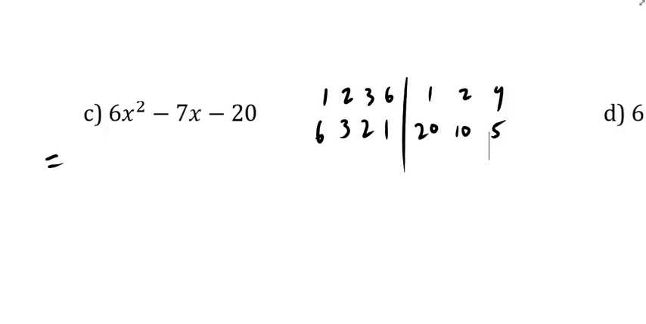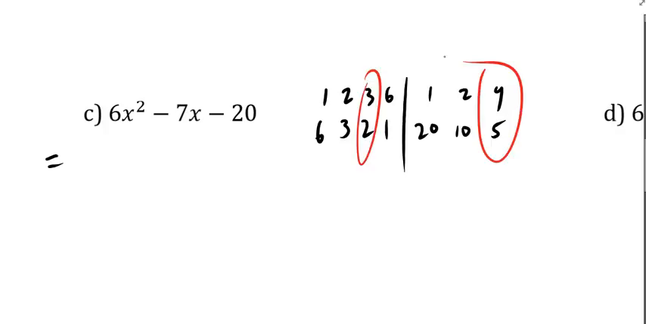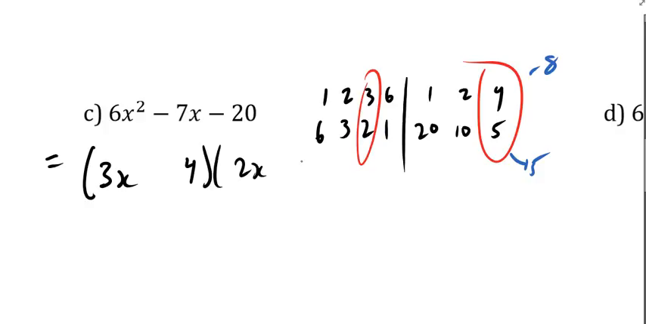3 times 5 is 15. 2 times 4 is 8. 15 minus 8, 7. So there we go. 15 and 8. And now I put them in place. So 3x and 4, 2x and 5. And I guess and check, or I just figure out which one's going to be negative. So I want the sum in the middle to be negative. That one gives me 15. That one gives me 8. I want the 15 to be negative.